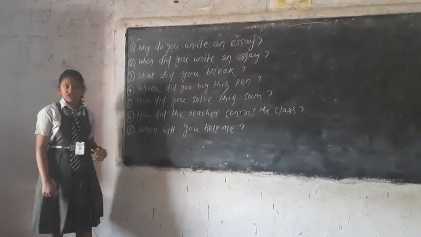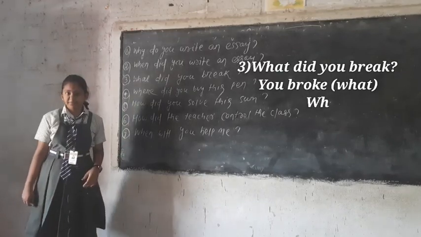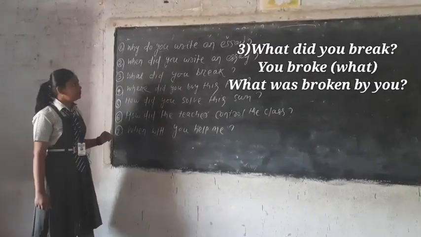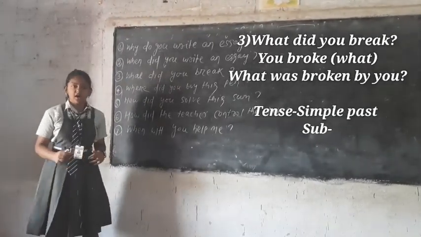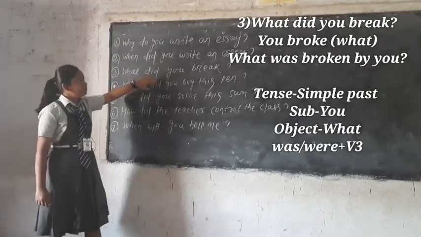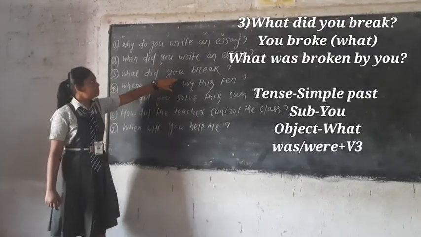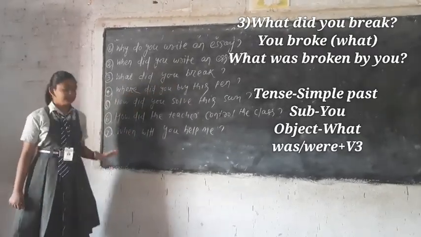So next come to question number 3. What did you break? This sentence is in the simple past tense. So after the WH word, we need to use the auxiliary verb. What was broken? Verb 3 form of break. What was broken? By you, that is by agent.